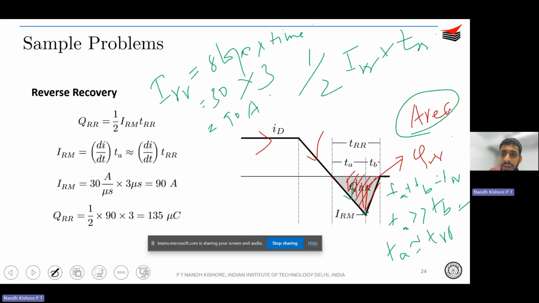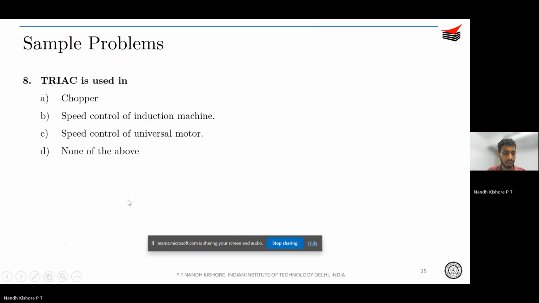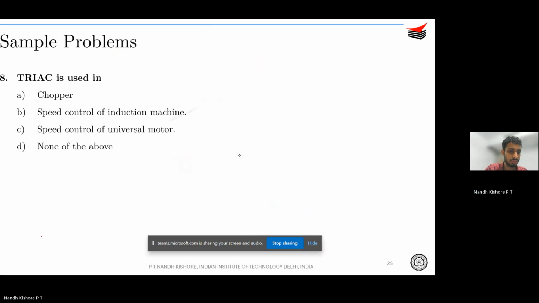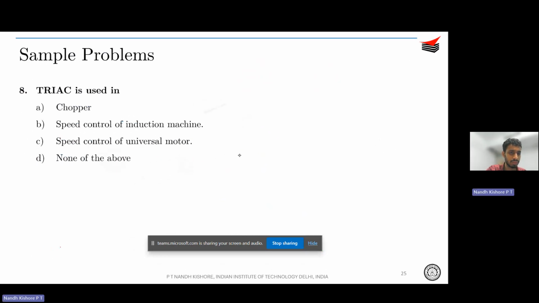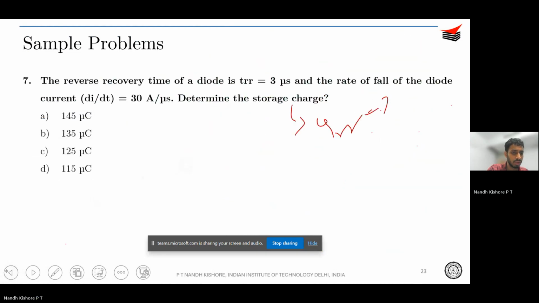Once you have this, half into IRR into TRR is half into 90 into 3, which is 45 into 3, which is 135 microcoulombs. It's just the area of this graph, and if you know what reverse recovery is, you will be able to get this. So the answer is 135 microcoulombs.